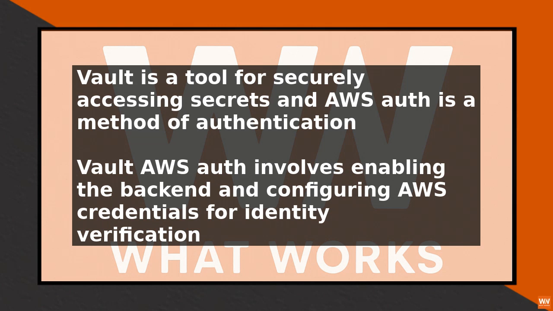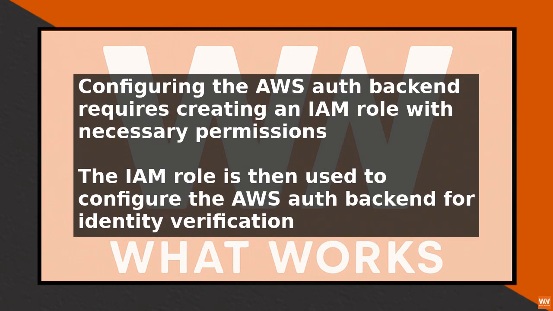entities. You can do this by running the command vault auth enable aws and then configuring the credentials using the vault write command. Next, you need to configure the AWS Auth backend to use your AWS credentials. This involves creating an IAM role that Vault can use to verify the identity of AWS entities. You can do this by creating an IAM role with the necessary permissions and then configuring the AWS Auth backend to use this role. Once the AWS Auth backend is configured, you can authenticate with Vault using your AWS credentials.